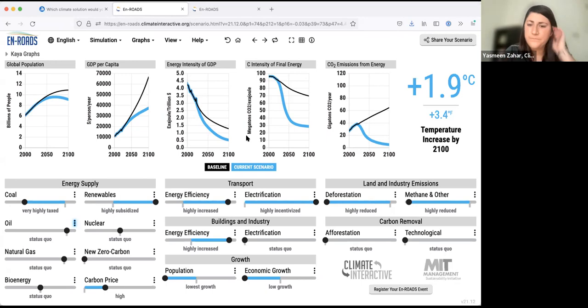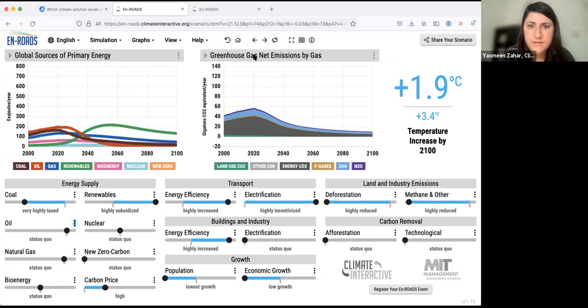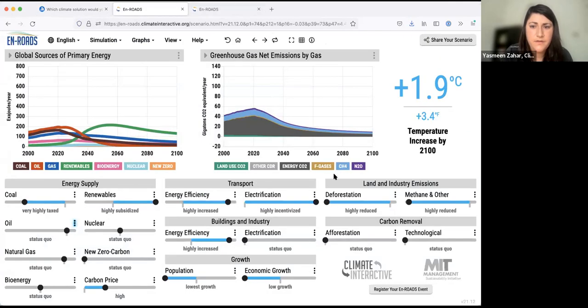And so we're at a 1.9 degree world. Let me bring us back. So there are a few other ones for us to take a look at here, given what you all have voted on. Let me take a look. All right. So we have a few different options here when it comes to additional solutions.